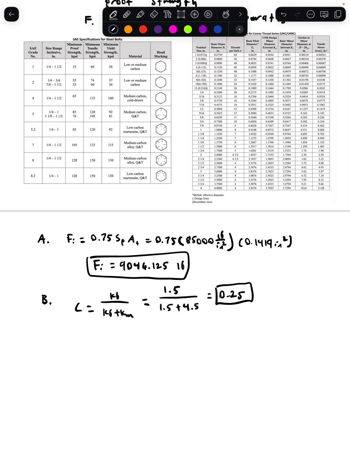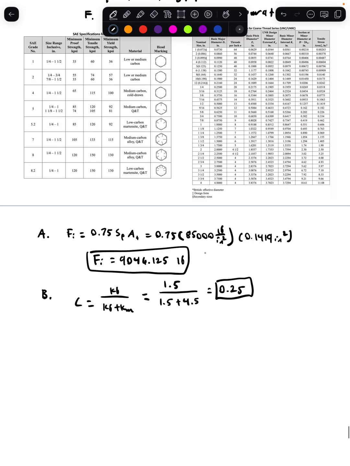So what exactly does this number represent? Well, the 0.25 represents more or less the percent, I guess it would be 25%, of the externally applied load that is actually carried by the bolt. So the rest of this other 75% is going to be carried by the members.